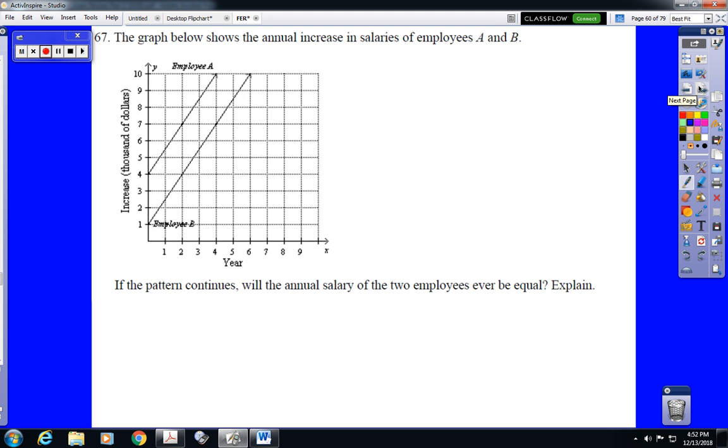Okay, number 67 says the graph below shows the annual increase in salaries of employees A and B. If the pattern continues, will the annual salary of the two employees ever be equal? Explain. Well, look at the graph. Notice that those two lines have the same slope, which means that these are parallel lines. What do we know about parallel lines? It means they never intersect.